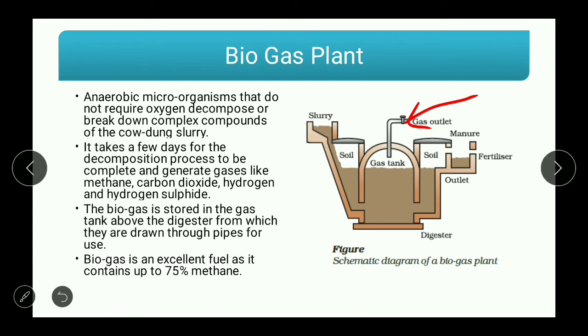Remember that biogas is an excellent fuel as it contains up to 75% of methane. So biogas plant is very useful. So students, that's all for today.